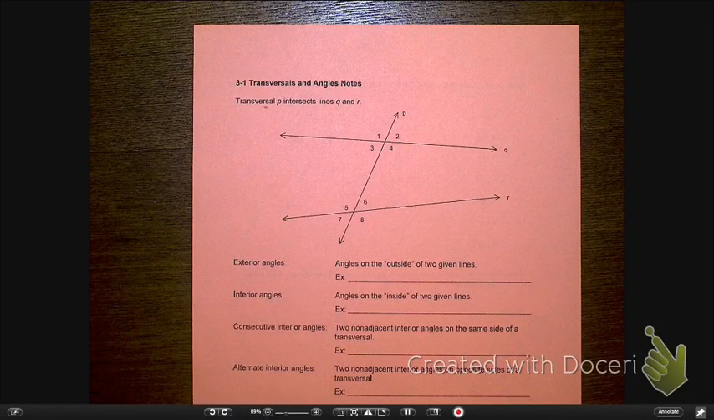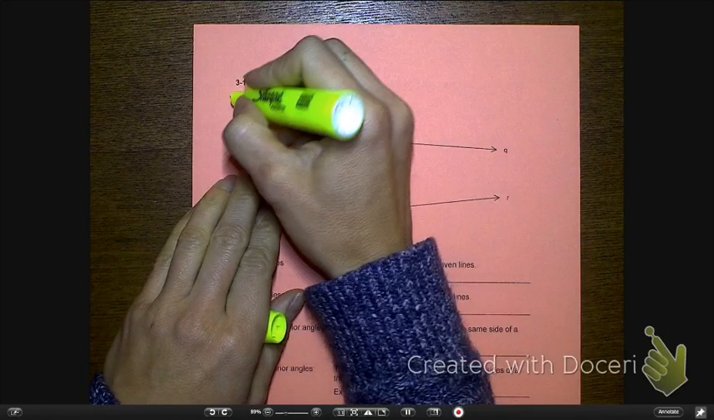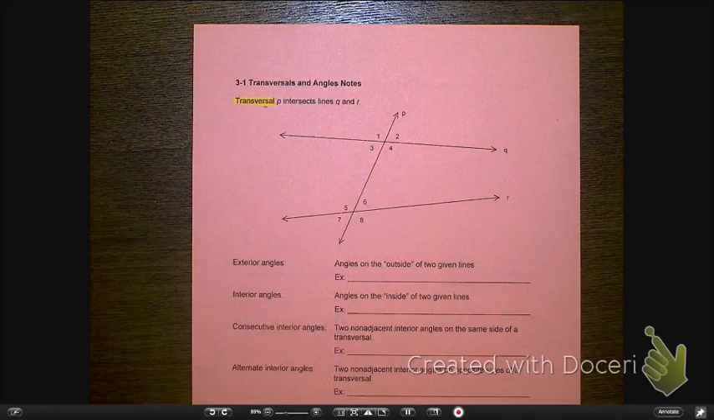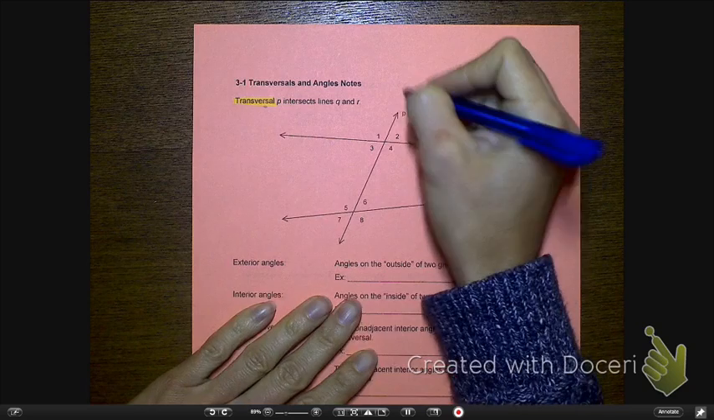Okay, so today what we're going to be learning about are transversals and the angles that they create. It's important for us first to understand what a transversal is. Transversal is one of your key words. It's a vocabulary word. It will definitely be on a quiz or on a test, so we're going to talk about what a transversal is right now.